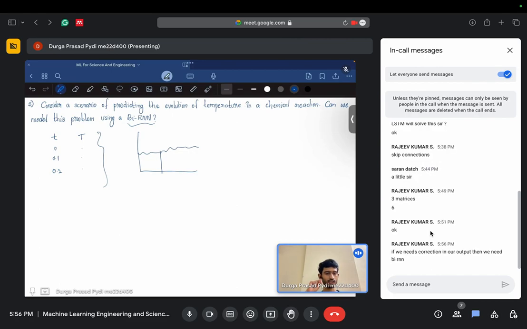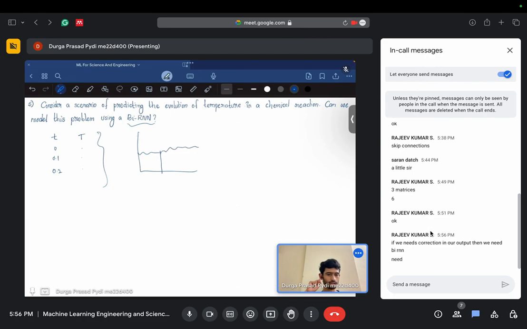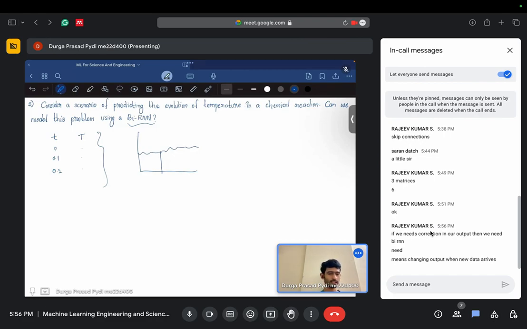If we need correction in our output, then we need bi-RNN. Correction, okay. What do you mean by correction? Okay, it means changing output when new data arrives.